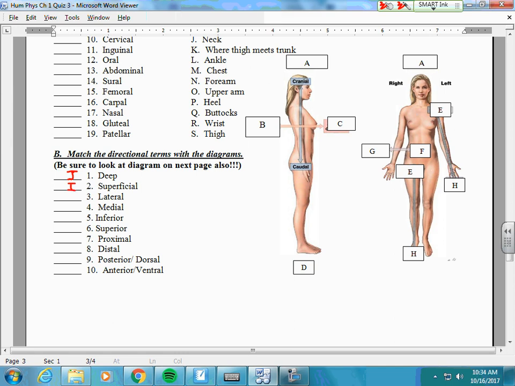All right, lateral means to the side, so that's going to be G. And medial means towards the middle, so that's going to be F. Inferior at the bottom, that's going to be D. Superior at the top, that's going to be A. Proximal and distal are used only for limbs, proximal being closer to the point of attachment, distal being farther away. So proximal would be E and distal would be H. The posterior dorsal, that's the back side, so in this diagram it's going to be B, and anterior ventral is going to be C. So those are directional terms.